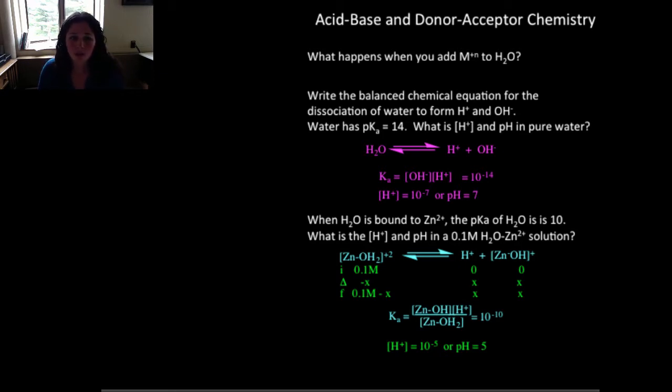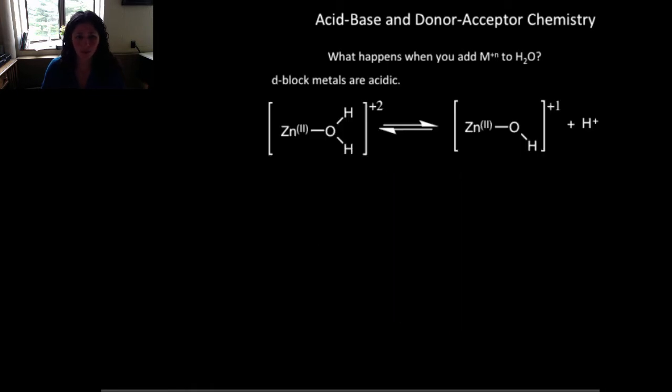So by adding zinc to water, I can drop the pH, or basically I'm increasing the amount of hydrogen ion concentration in water. So by this definition, zinc, or metal itself, is a Lewis acid, but it's also a Bronsted acid because it's producing hydrogen ion in water. Now, why does this happen?